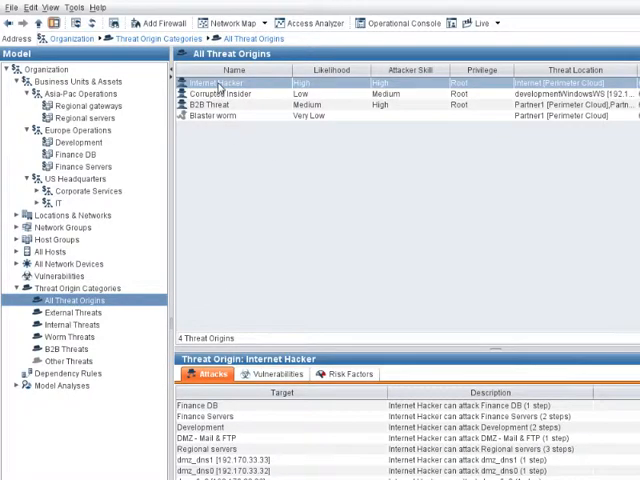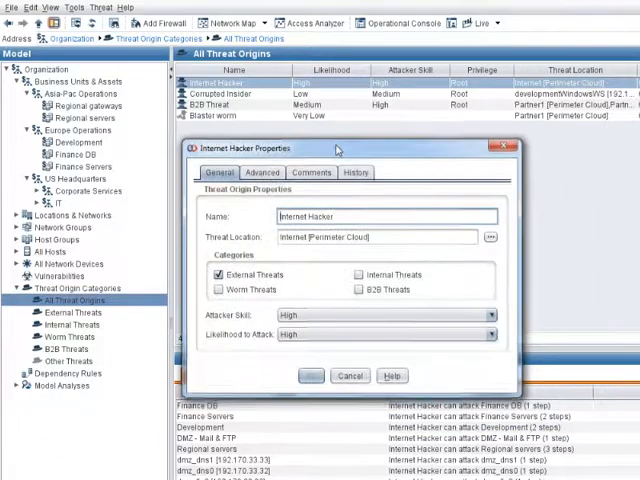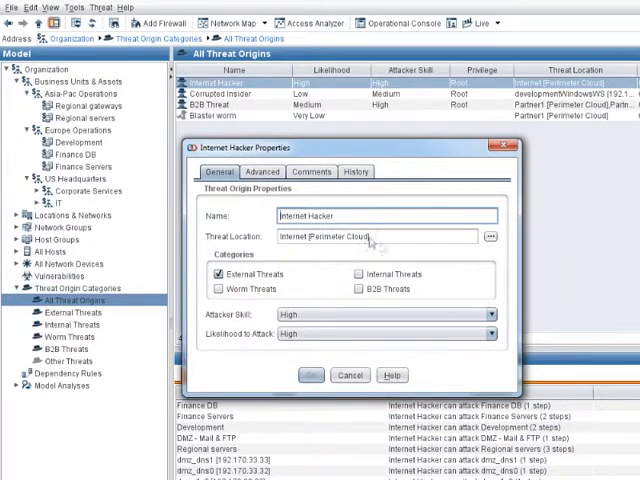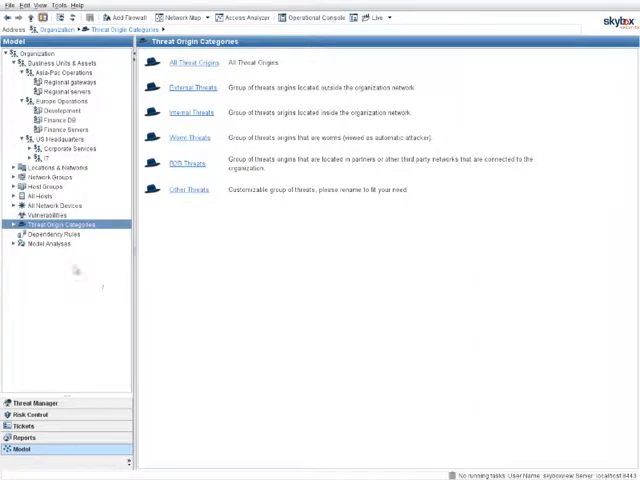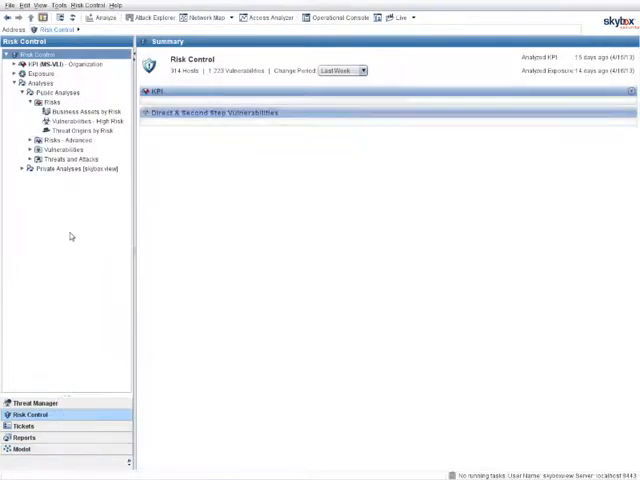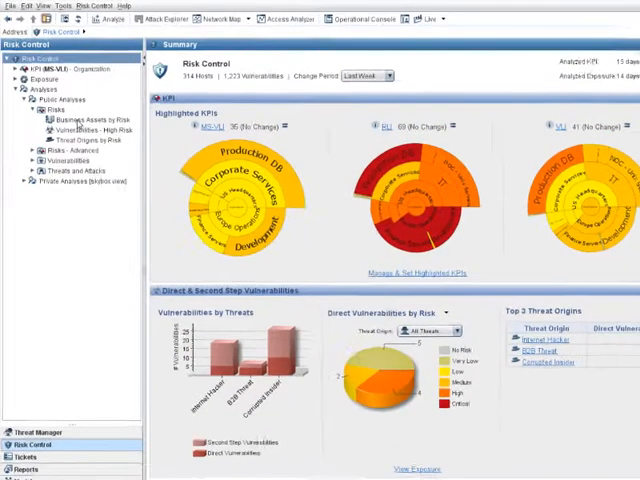Again, our threat origins are virtual bad guys. They're fairly simple constructs. They're made up of the location where this threat could come from, the attacker skill, and the likelihood of attack. Now we take all of these components, run them through attack simulation to determine risk. And we'll look at risk from 3 different perspectives.